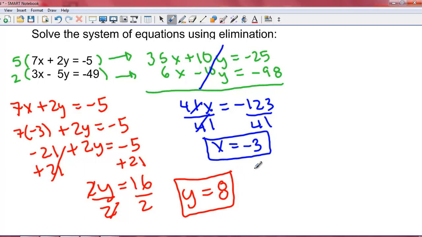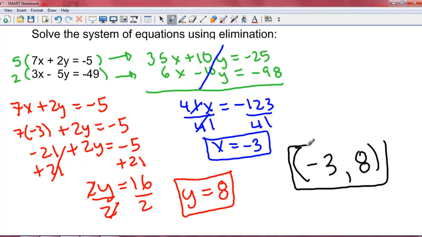Now to check our solution, we would take negative 3 and 8, substitute them into both equations, and make sure that you get true statements. The last thing we're going to do is write our solution as an ordered pair with the x-coordinate first, which is negative 3, and then the y-coordinate, which is 8. And we write it as an ordered pair because this represents the point where the two lines intersect.